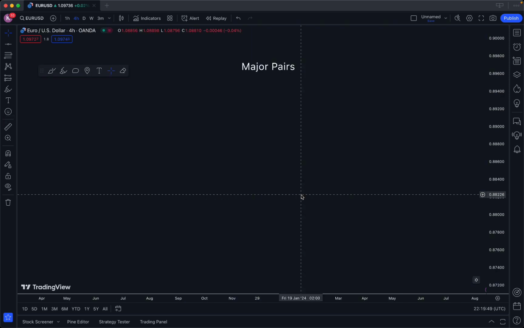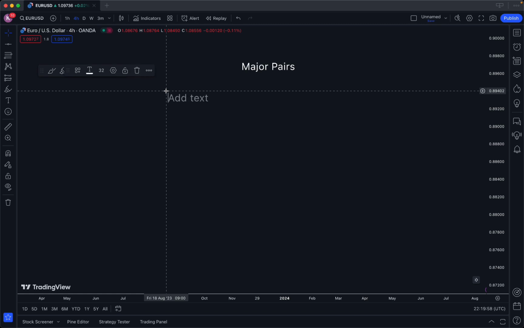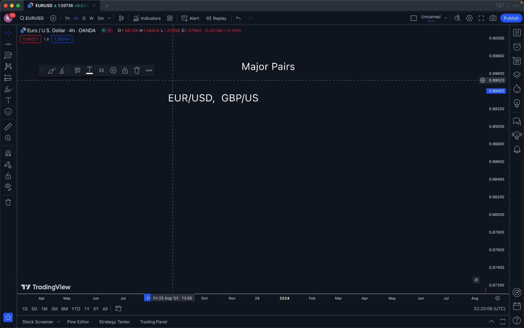The major pairs are the most traded currency pairs in the world. They mostly involve the USD, that is the United States dollar. Example, we have the euro against the United States dollar, the pound sterling against the United States dollar, the United States dollar against the Japanese yen, and the United States dollar against the Swiss franc.